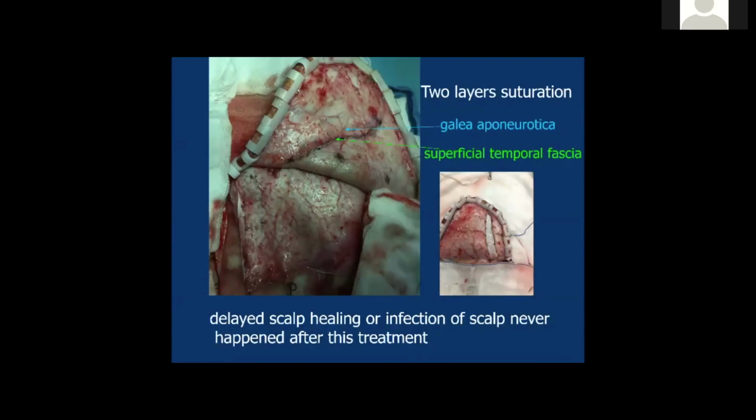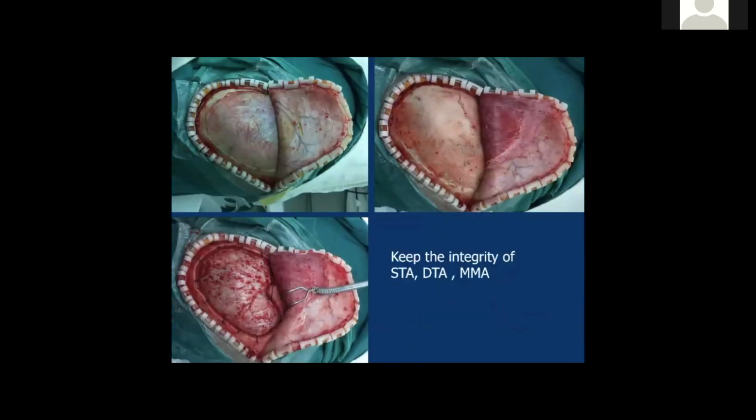So sometimes even 2 layers of suturation, and sometimes I also use a strip of the dura to fix the incision from the inner side. After this treatment, delayed scalp healing or infection never happened. So keeping the integrity of the STA, deep temporal artery, and the middle meningeal artery intact is very important in Moyamoya surgery.